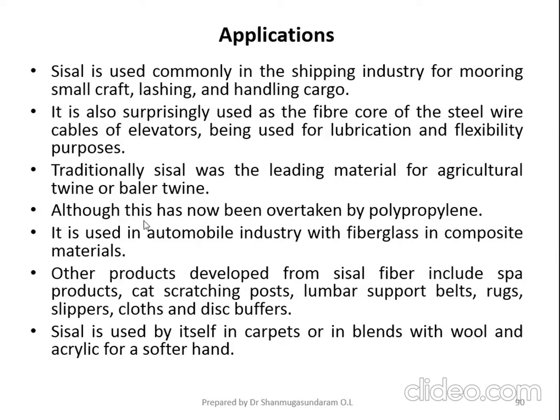Although this has now been overtaken by polypropylene, previously sisal twine was used, and nowadays polypropylene twine is used. Then it is used in the automobile industry with fiberglass as a composite material. Sisal fiber is used along with glass fiber to make a composite material. Other products developed from sisal include cat scratching posts, lumbar support belts, rugs, slippers, clothes, and disc buffers. These are all the products produced out of sisal fiber.